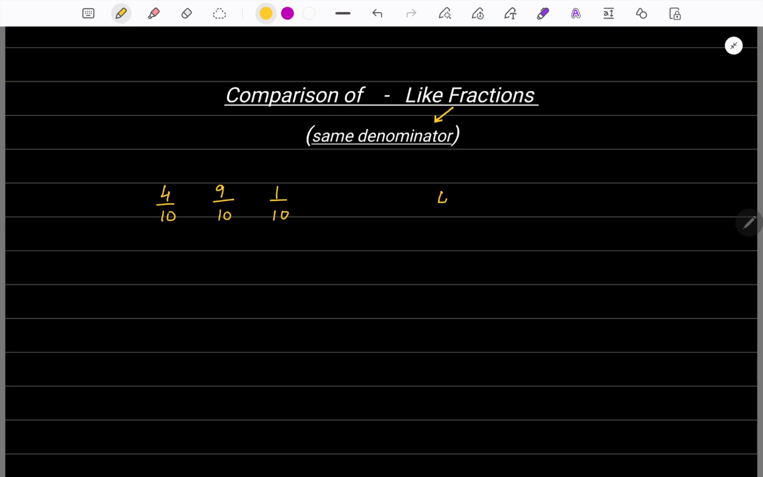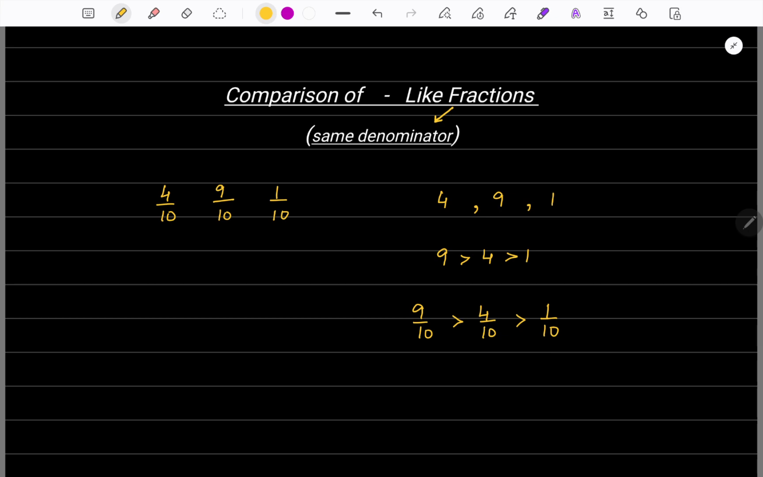So here we will be comparing 4, 9 and 1. 9 is greater than 4, which in turn is greater than 1. So we can say here that the fraction 9 by 10 is greater than 4 by 10, which in turn is greater than 1 by 10. So this is comparison of like fractions.